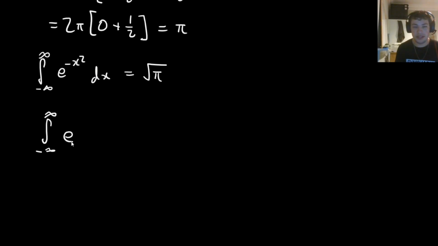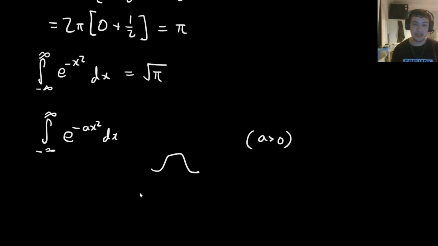So let's start with e to the negative a x squared dx. And we'll say that a is greater than 0, because otherwise this won't converge, right? We want it to go like this. If a is negative, then it's going to go like this, which is bad. We can't integrate that to infinity because that's going to diverge. And if a is 0, it's going to flatline. And again, we can't integrate that to infinity because the area under the line is going to be infinite.